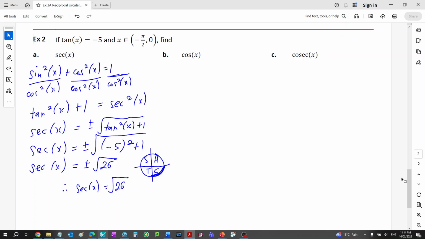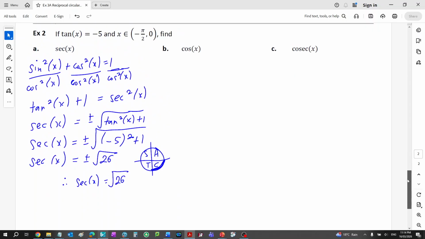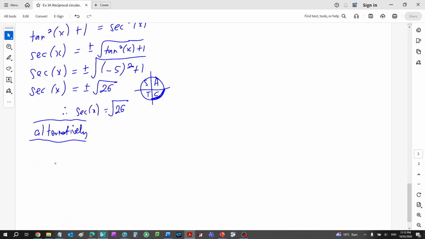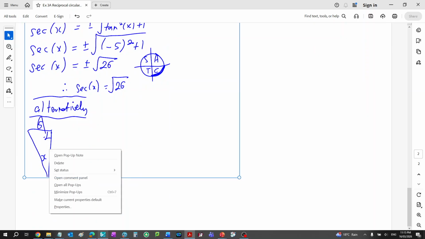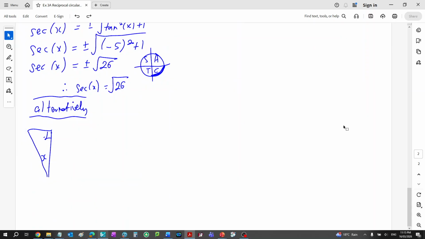Now, that's one way to do it. I probably wouldn't do it that way, to be honest. I personally would do something like this. So let's say alternatively, I would probably draw a 90-degree triangle, and if this is x, they've told us that tan x is minus 5. So if I do 5 here, and 1 here, tan of x is 5. I can then use Pythag to figure this hypotenuse out as 5 squared plus 1 squared all square rooted.